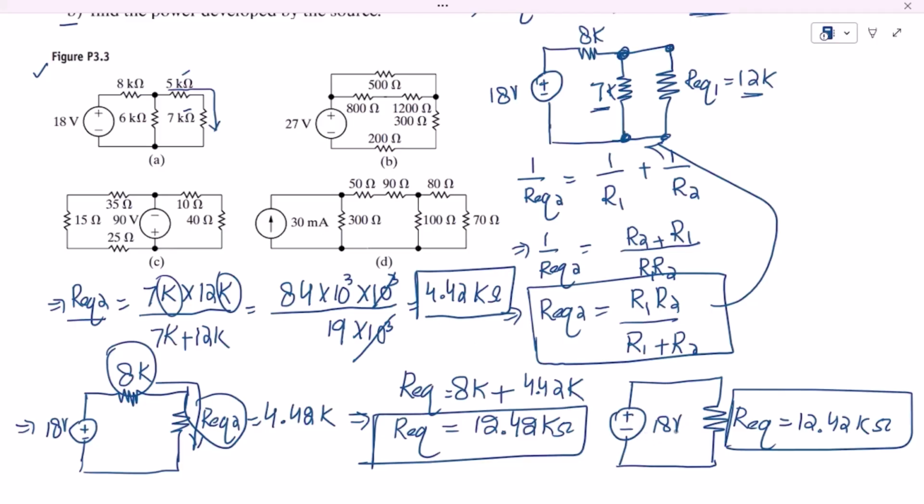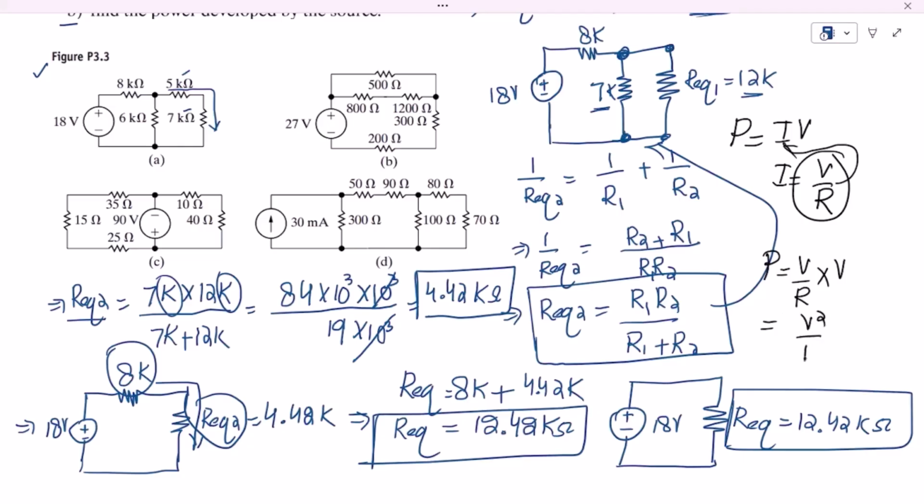Okay, so now this is the source, and this is the resistor connected with it. For this source, in order to find the power, we have a formula, which is P equal to IV. We don't have the value of current here, and the value of current is I equal to V divided by R. Let me put it here. So P will be equal to V divided by R multiplied by V, so it will be V square divided by R for the source as well.